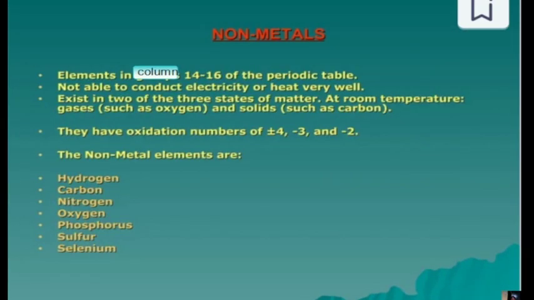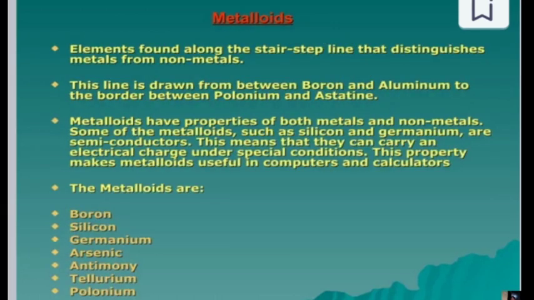Your metalloids are basically also used in the production of your semiconductors, and they are very important parts of the computer and calculator making industries. The metalloids include your boron, silicon, germanium, arsenic, antimony, tellurium, and polonium.